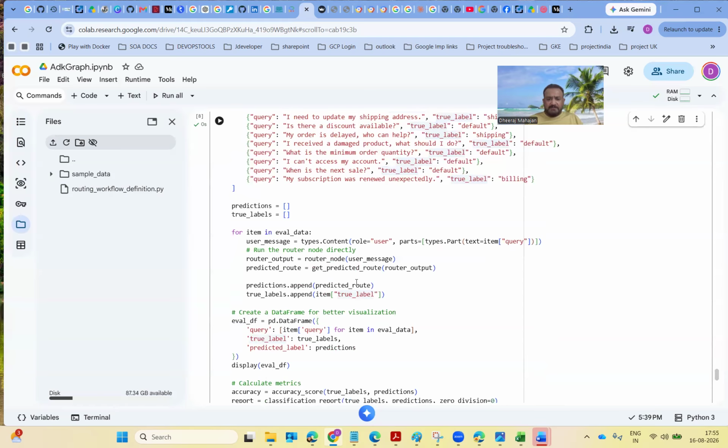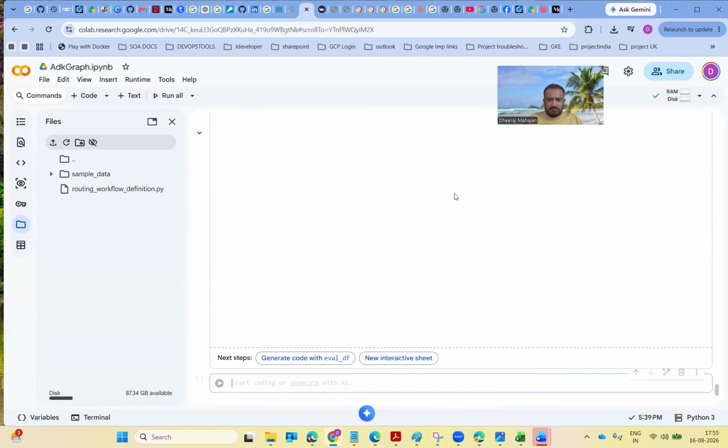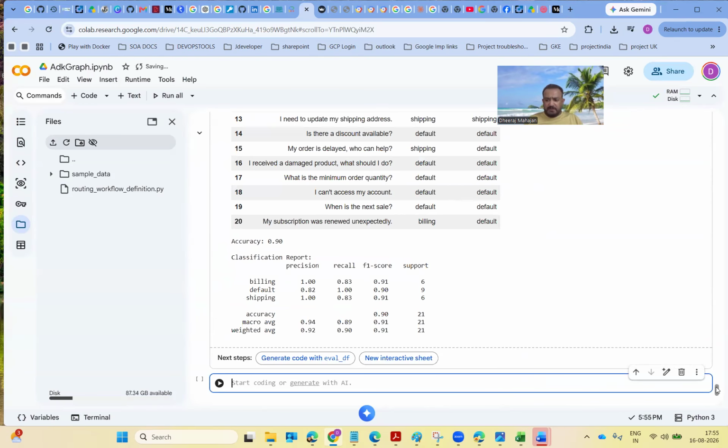It's a simple Python loop. For each item in the evaluation data, we route the output. Whatever user message comes, it will route based on the user message. For the prediction, it will append the predicted route, and based on the label, I have created one data frame with the results. And then I will measure it. Let's run this. It is running. You can see I got the output.